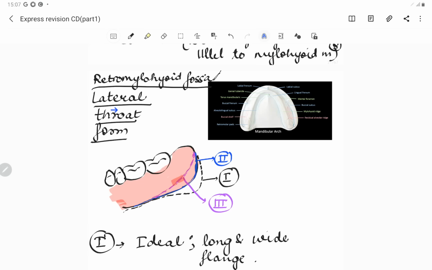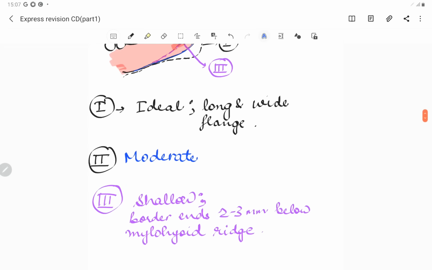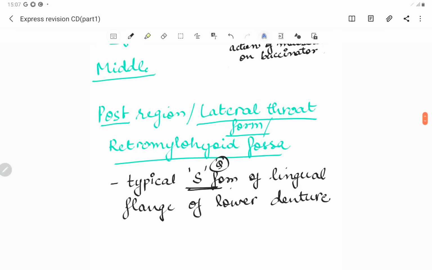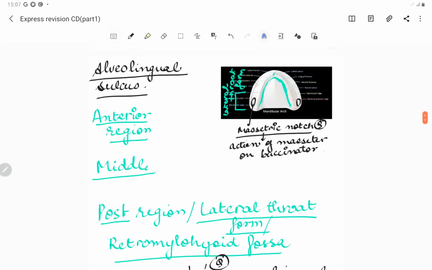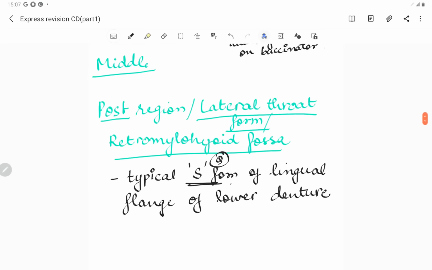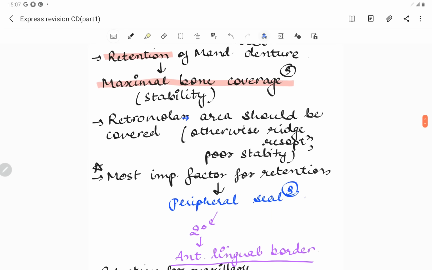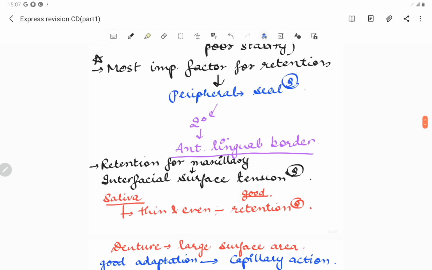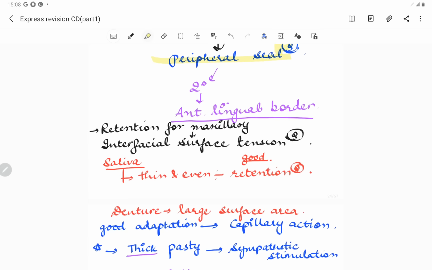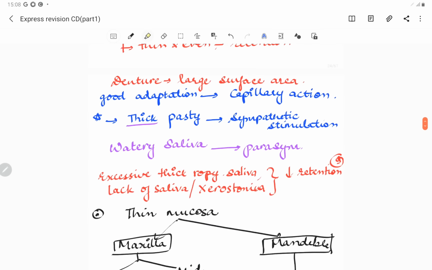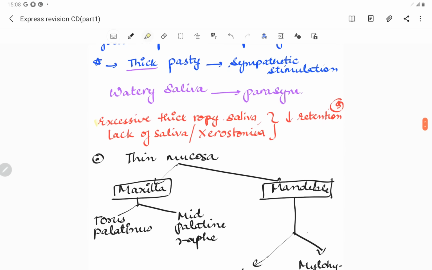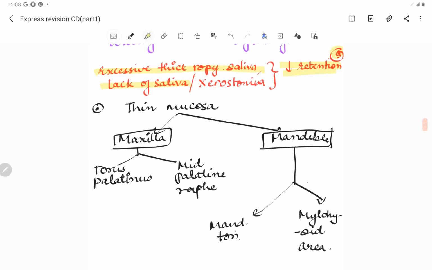Then we have studied the retromylohyoid fossa or the lateral throat form, with three kinds of lateral throat form: the alveolingual sulcus, and the alveolingual sulcus posterior border is the lateral throat form itself, which is the retromylohyoid fossa, which is S in shape. Then the retention of the mandibular denture is due to the maximal bone coverage, which is the stability. The most important factor for the retention is the peripheral seal. We have also studied that excessive thick ropey saliva or lack of saliva will reduce the retention of the denture.